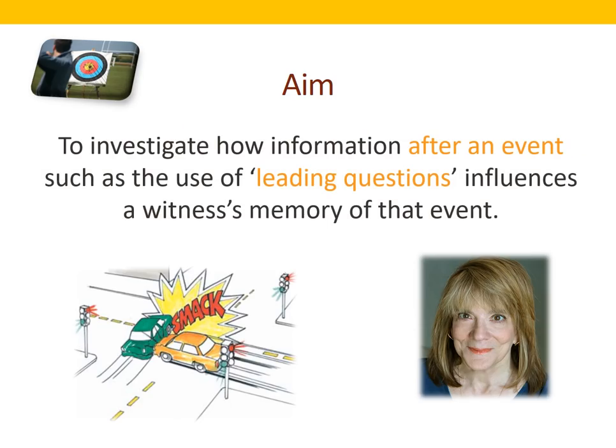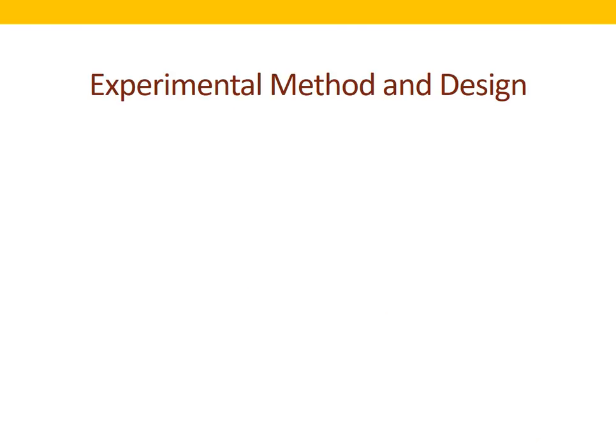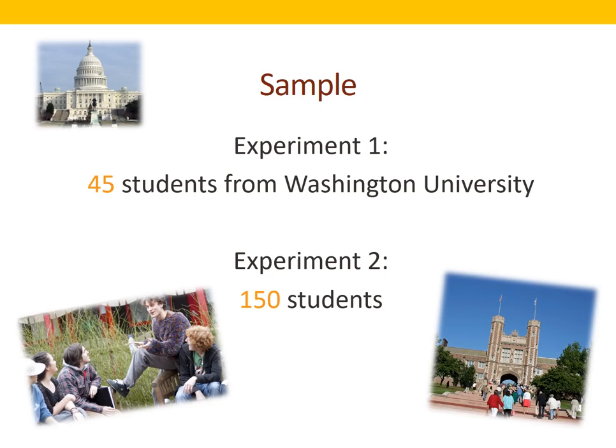Now, Loftus and Palmer then aim to investigate how information provided after an event, such as using leading questions, which, as we know, provide new information, can influence a witness's memory of that event. Okay, so the samples, who's in the study: they conducted 2 experiments. The first sample was 45 students from Washington University in experiment 1. And then in experiment 2, it was a larger sample. They now have 150 students.